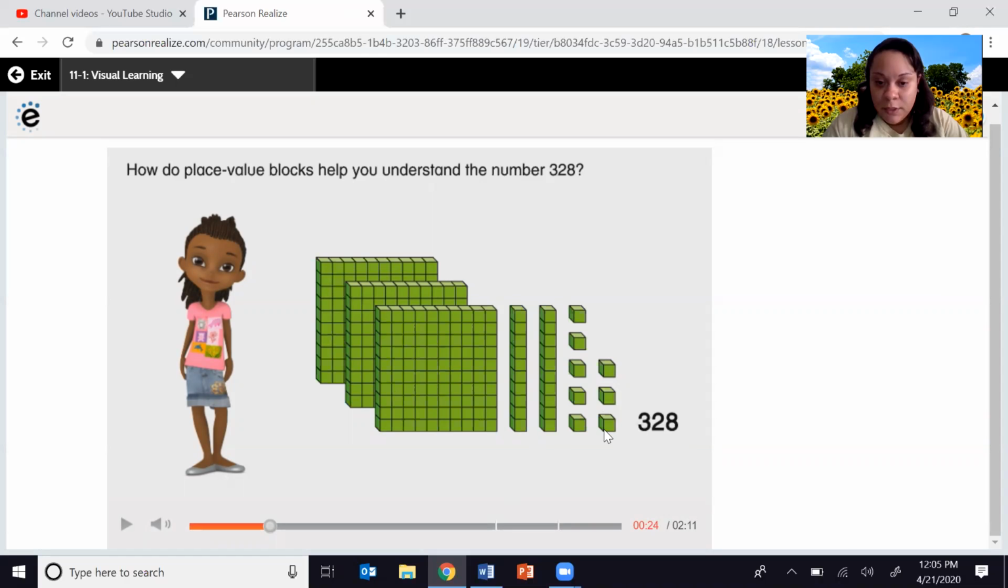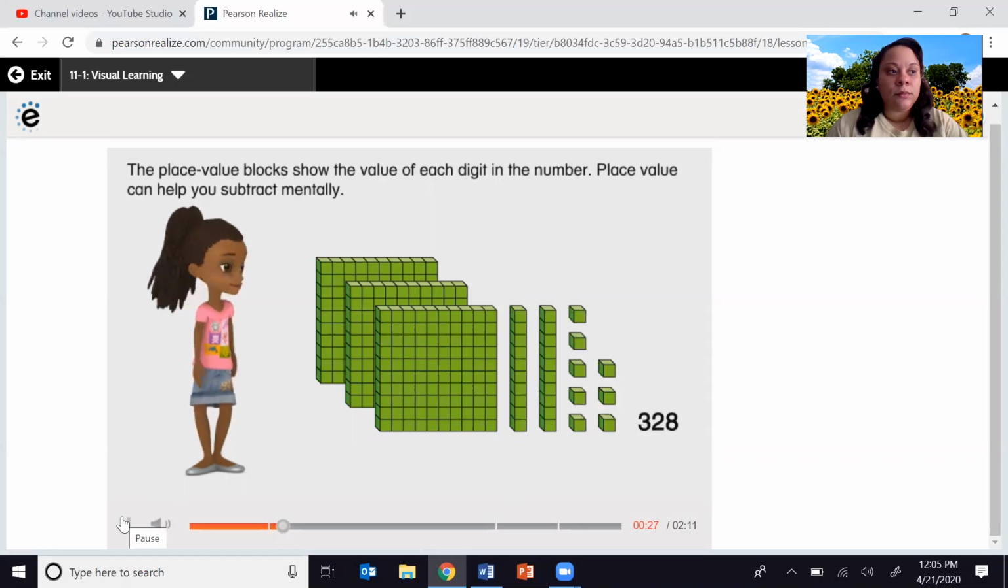There's 3 hundreds, 2 tens, and 8 ones, right? 3 hundreds, 2 tens, and 8 ones. Place value blocks show the value of each digit in a number. Place value can help you subtract mentally.